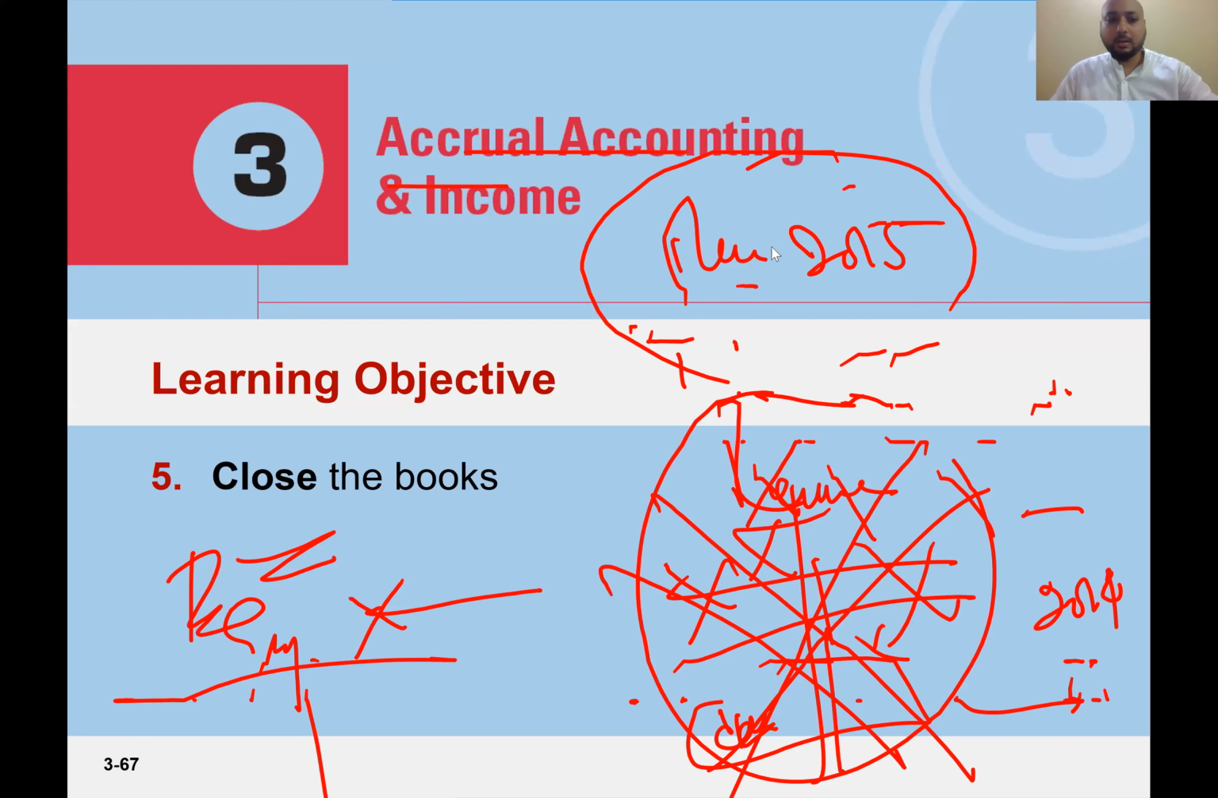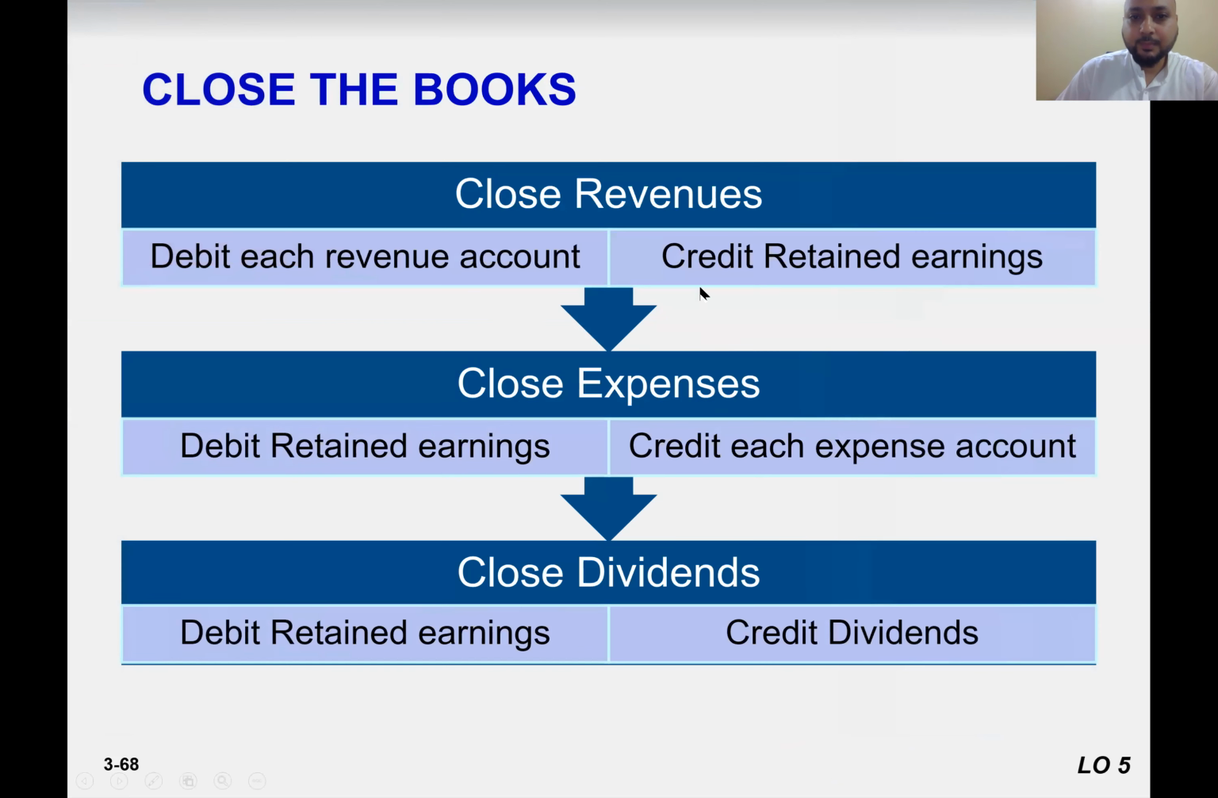Okay, guys, welcome back after the break. Now let's talk about closing the books. Which kind of books do we need to close? We need to close all the books that are related to the income statement, revenue minus expenses, right? And then the dividend.